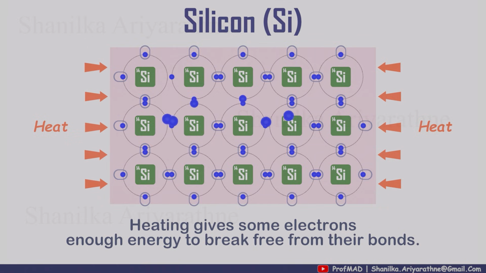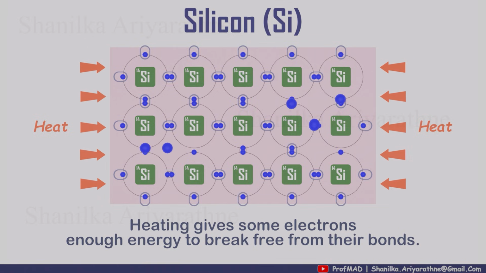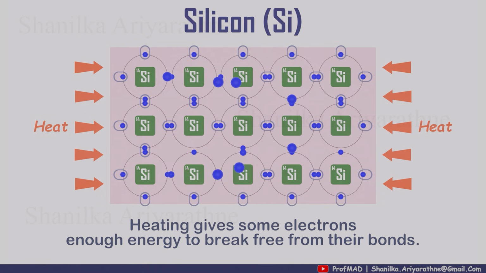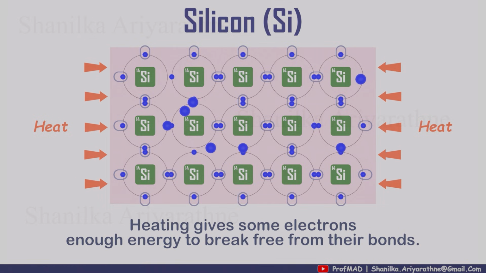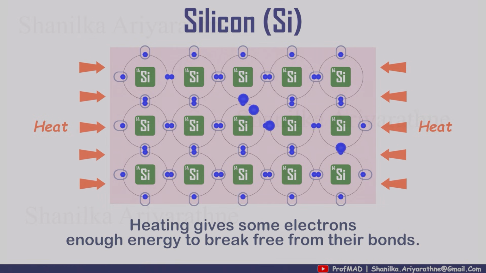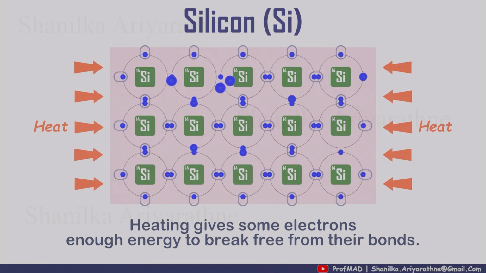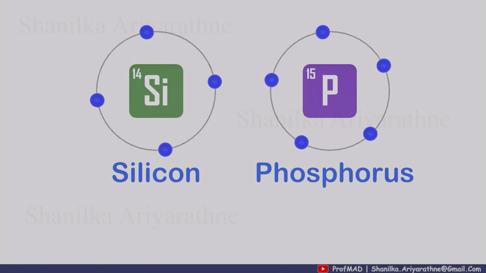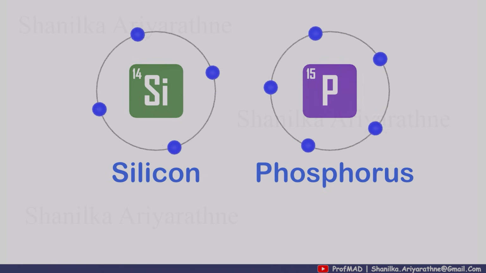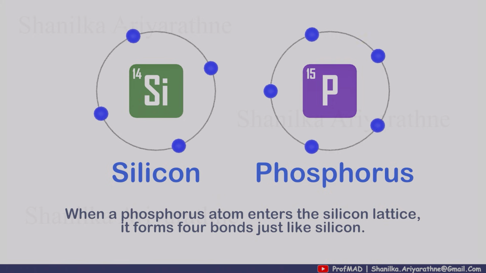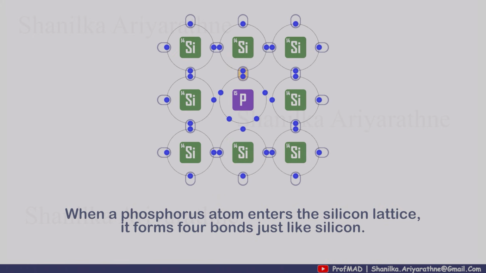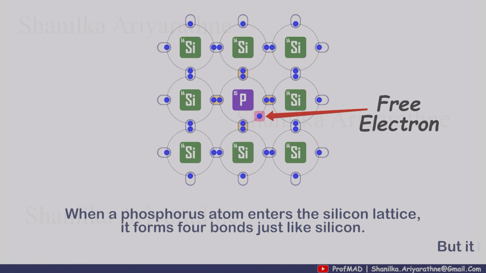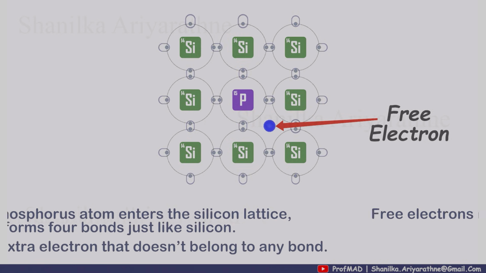This temperature-dependent behavior is a key feature of semiconductors and is what allows them to be so precisely controlled in electronic devices. There's another, even more efficient way to make silicon conductive. Let's consider phosphorus, an element with 5 electrons in its outer shell. When a phosphorus atom is introduced into the silicon lattice, it forms 4 covalent bonds with neighboring silicon atoms, just like silicon does. But here's the key difference. That 5th electron has no bond to join. It's left over, loosely held and free to move through the crystal.